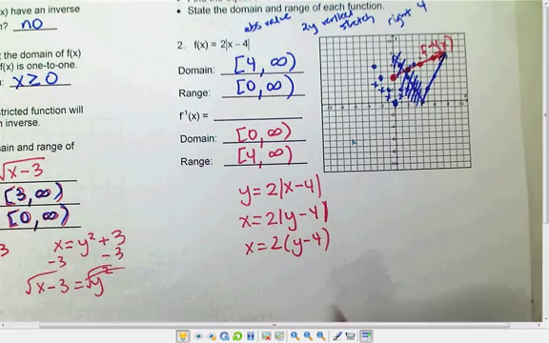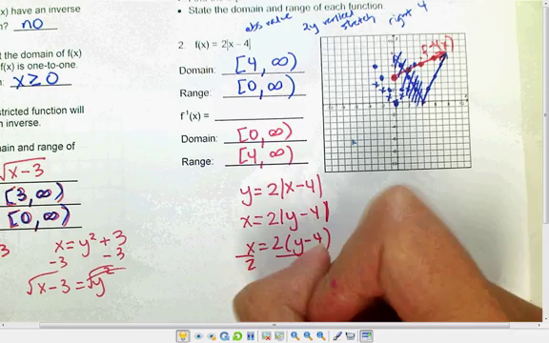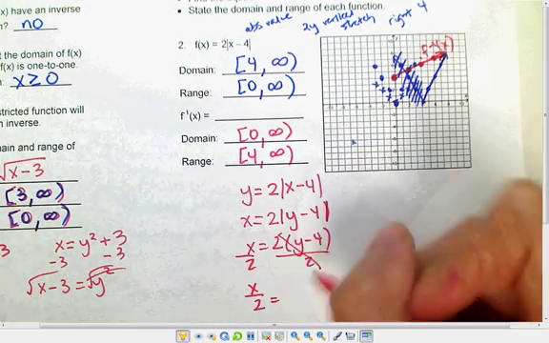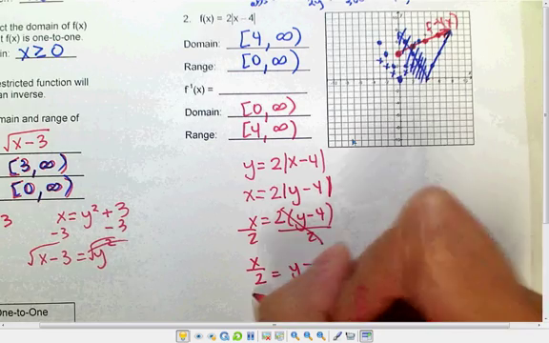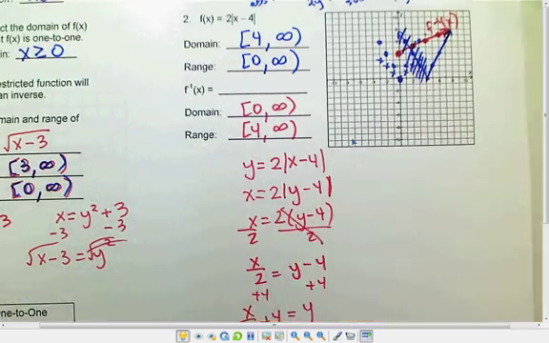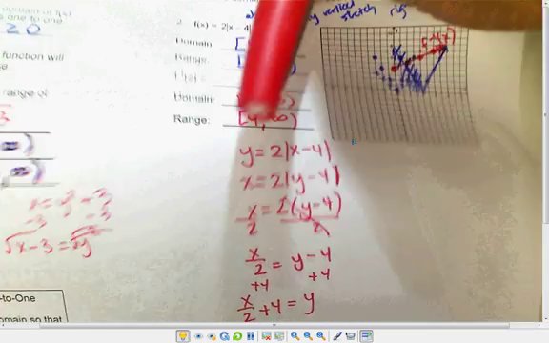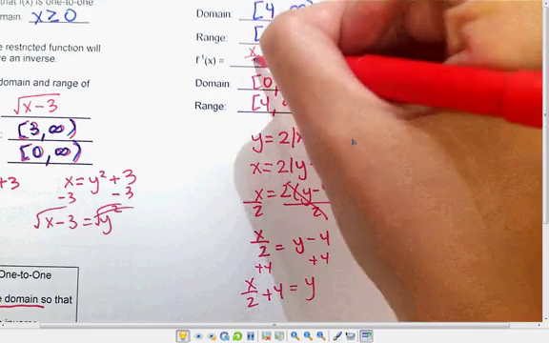Okay, so first thing I'm going to do is get rid of this 2 by dividing by 2. So this is x over 2 equals y minus 4. And now get rid of the 4 by adding. So we have y is equal to x over 2 plus 4. And now my y is by itself. So this is my inverse function.